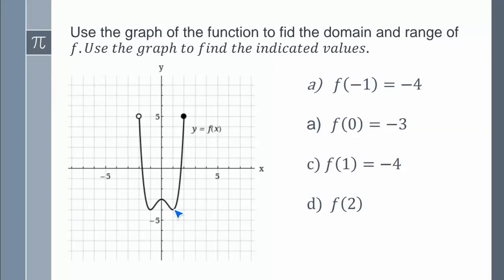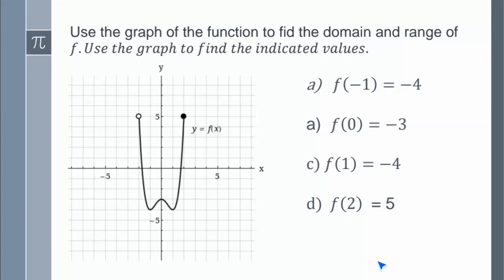And then the last one, F at 2. So I go where 2 is, and I follow it to see where it hits my graph, and I see that my graph is there, my filled circle at 5. So at y equals 5. So when my input is 2, my y value is 5. All right, so that's how we evaluate graphs graphically.